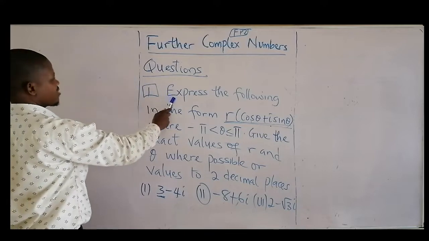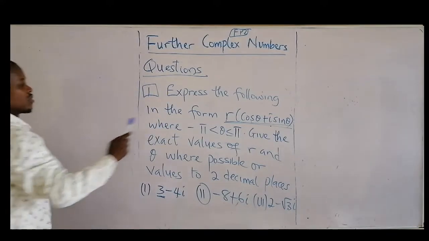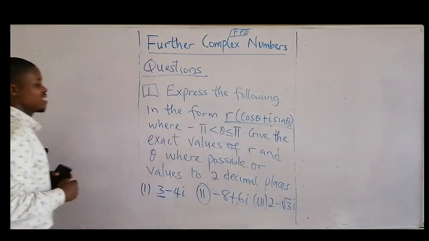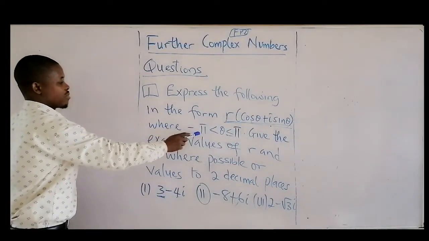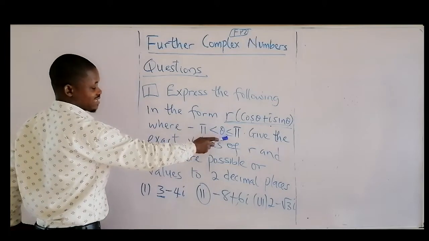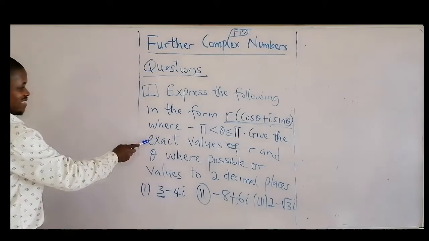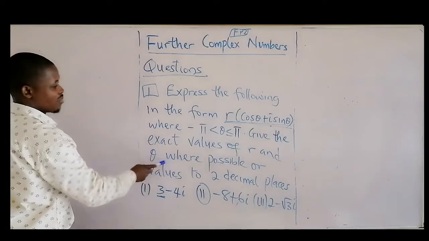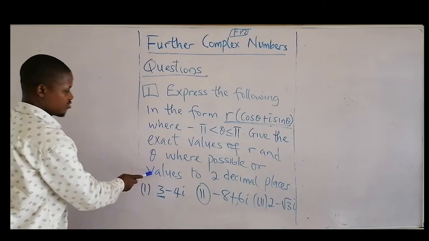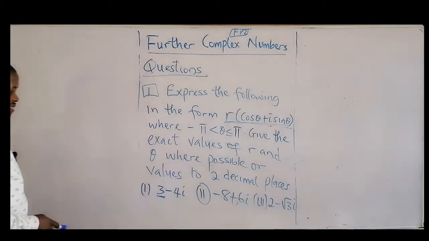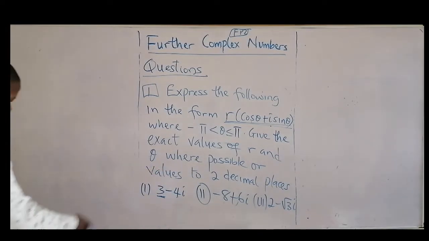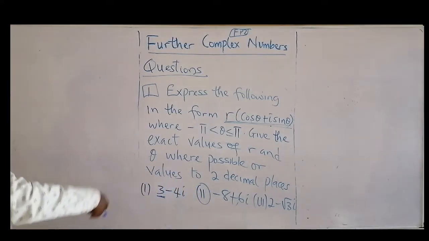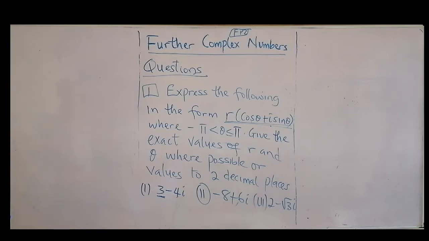Question 1. Express the following in the form r(cos theta + i sin theta), where minus pi < theta ≤ pi. Give the exact values of r and theta where possible, or values to 2 decimal places. The first one is 3 minus 4i. The second one is minus 8 plus 6i. So let's see the solution to this question.